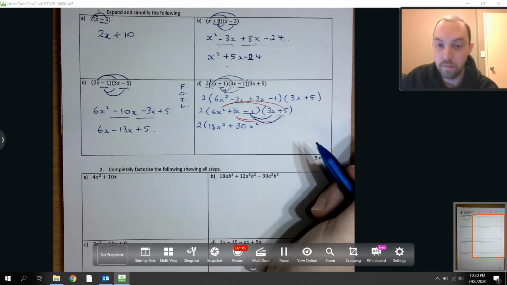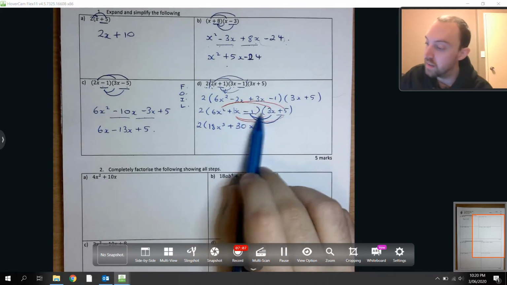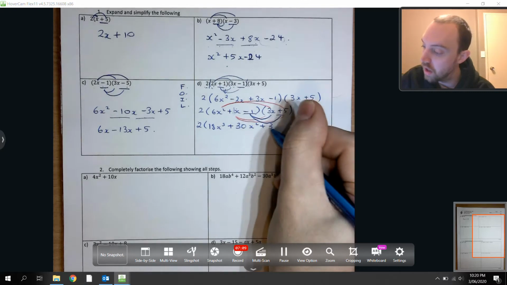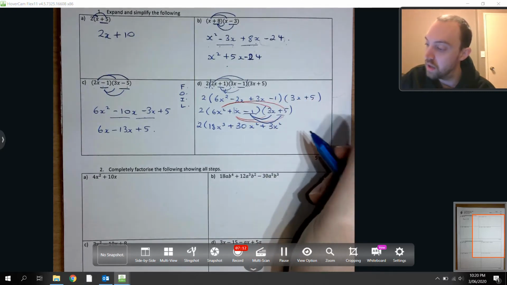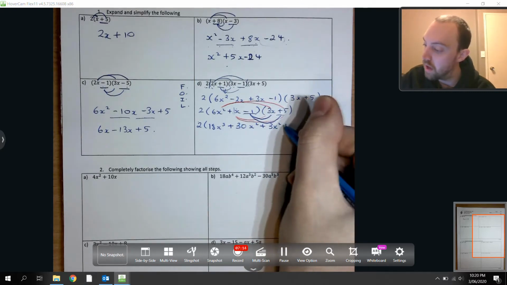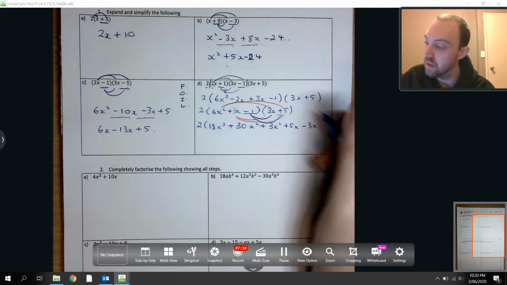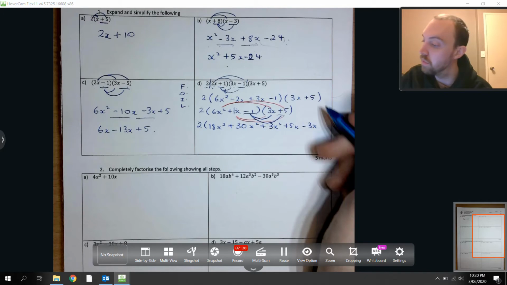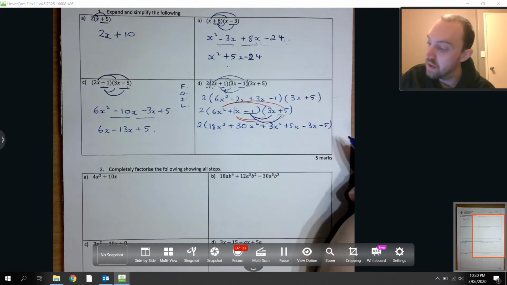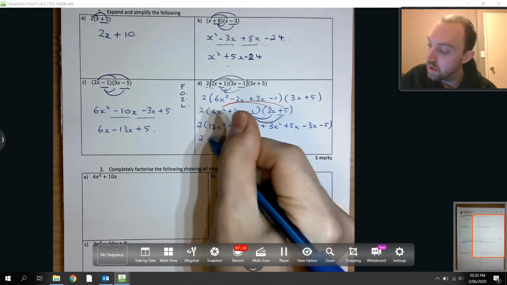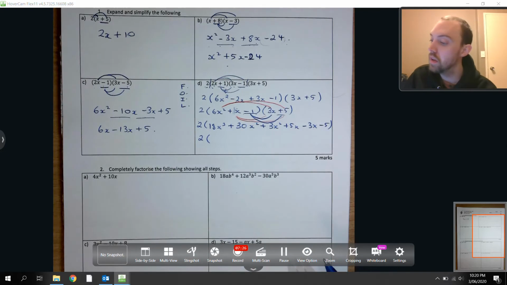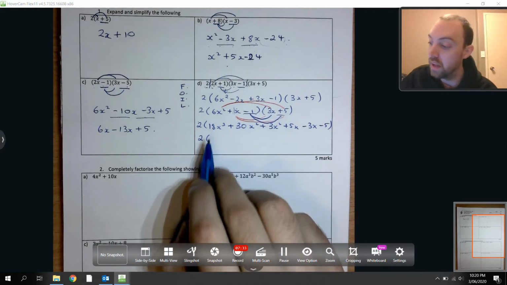Keep going. x times 3x is 3x squared. x times positive 5 is plus 5x. Negative 3x is next: negative 1 times 3x. Negative 1 times 5 is negative 5. I'm going to collect like terms, then I'm going to multiply each thing by 2 to expand the whole thing.